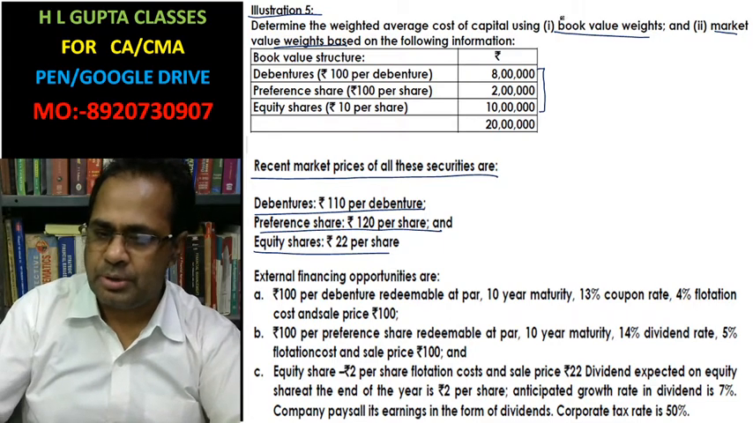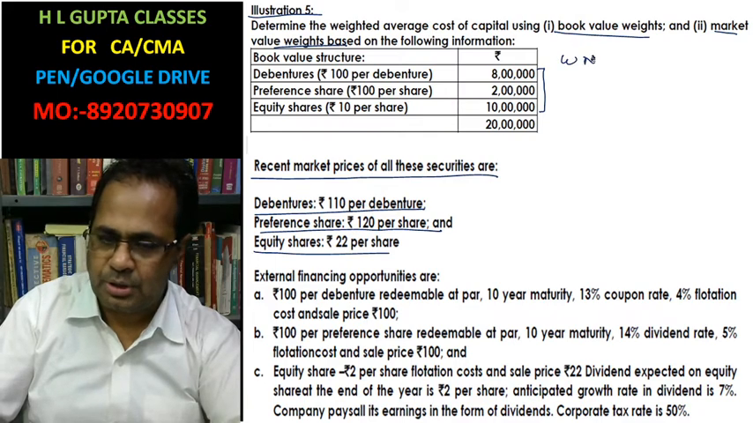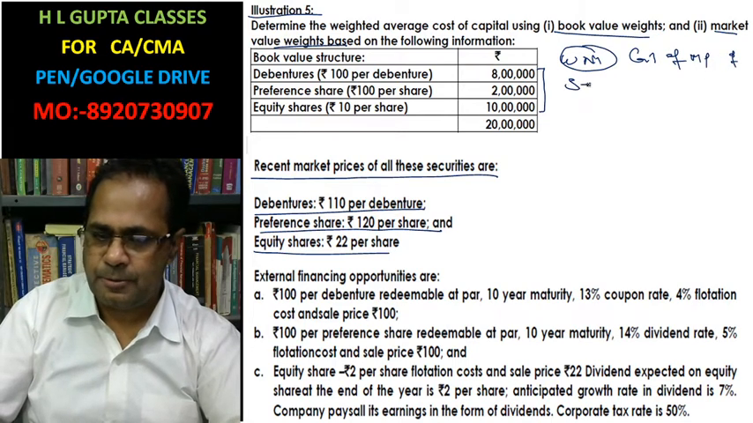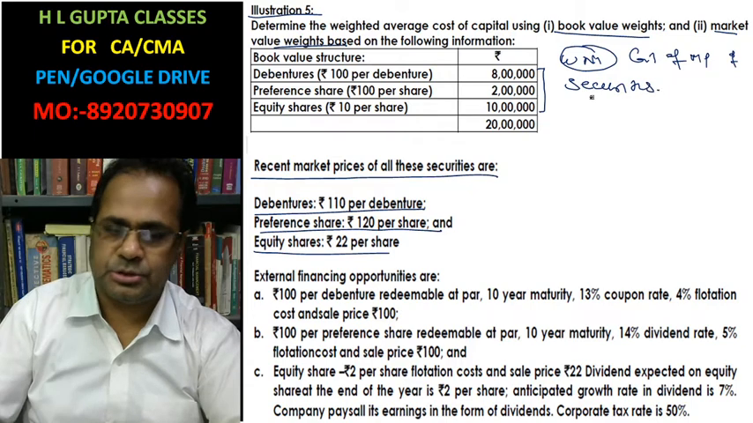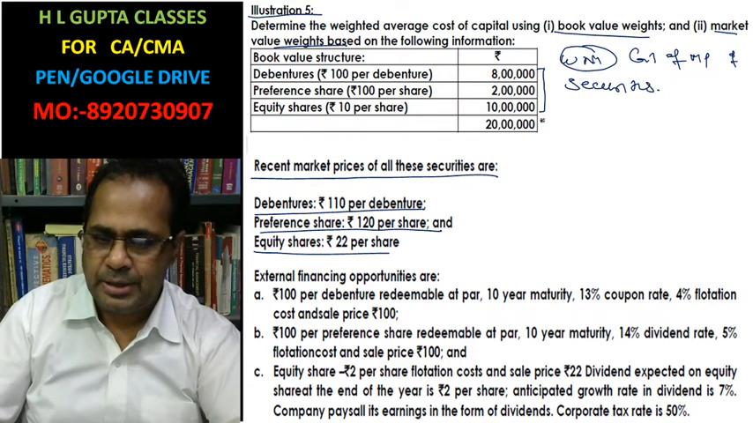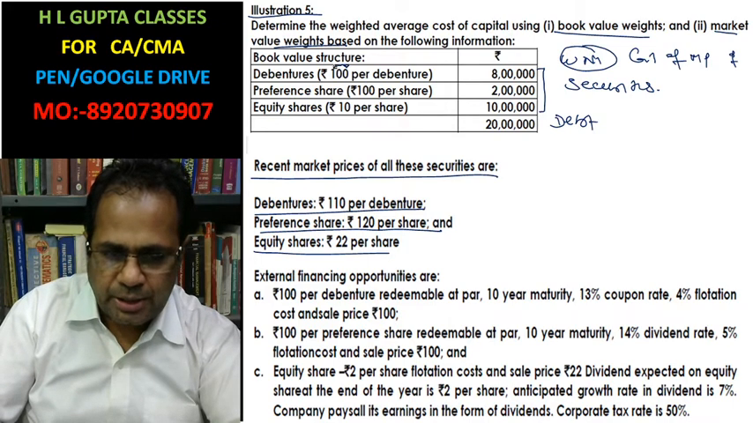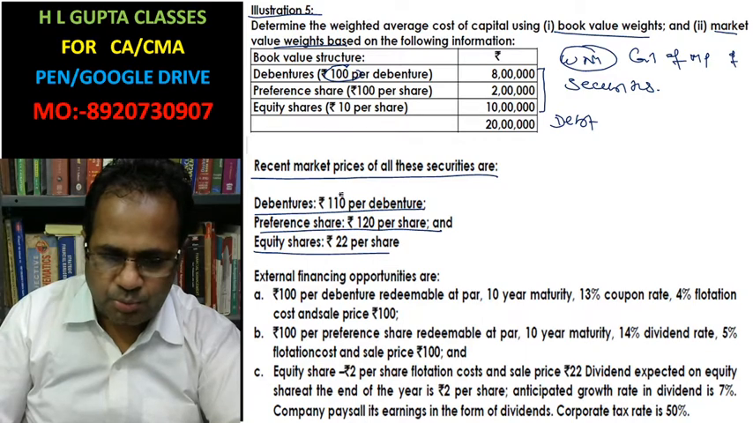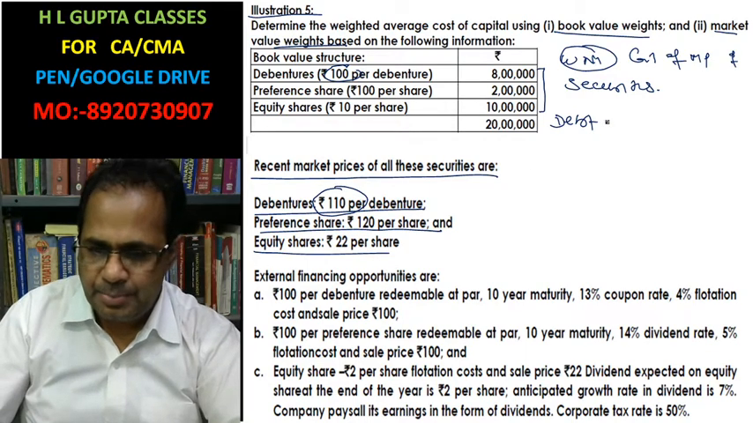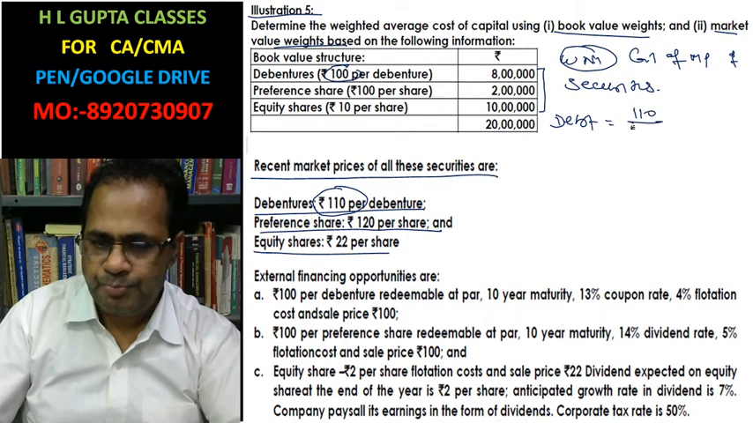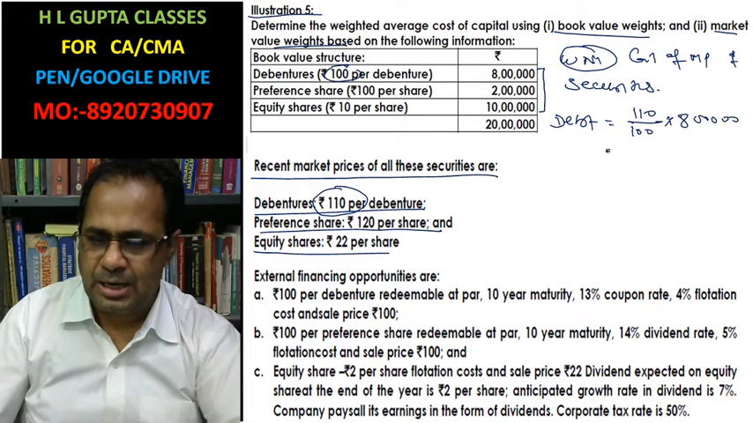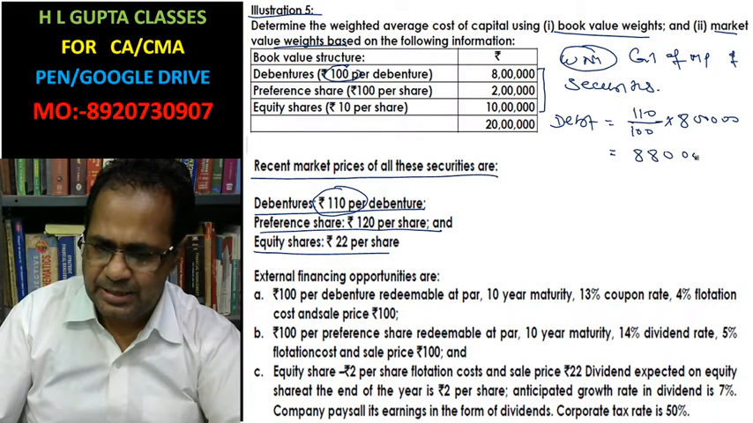So you need to find first, working note first, calculation of market price of securities. Then what will be the debt? First debt. Debt value is rupees 100, and now it is 110. The debt is 110 when it was 100, and in total you had 8 lakh, then it is 8 lakh 80,000.